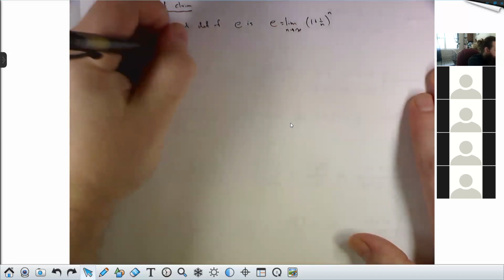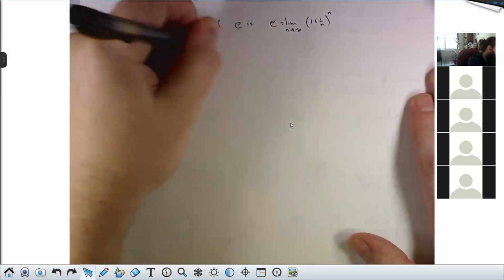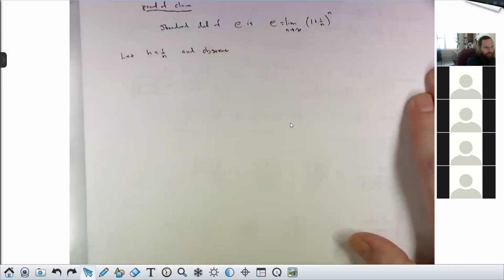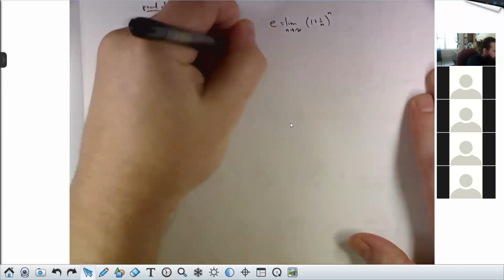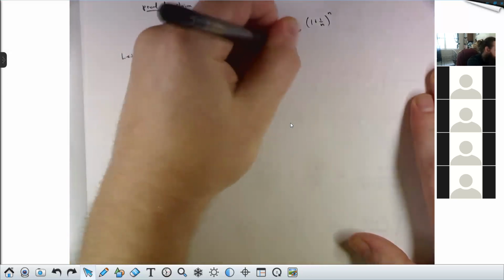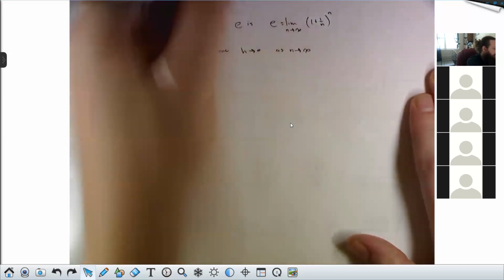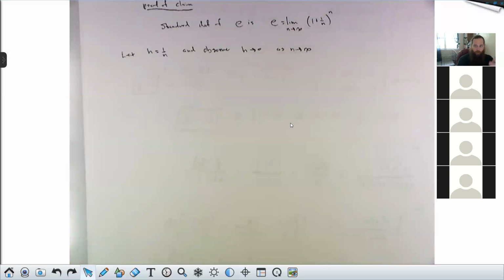And observe, as a consequence of 2.6, that h goes to 0 as n goes to infinity, right? Remember that theorem from 2.6? 1 over x to any positive power will go to 0 as x gets large. This is the same thing. As n gets large, 1 over n is getting smaller and smaller and smaller. So if I define h to be 1 over n, as n goes to positive infinity, h is going to go to 0 from the right, in a positive way.